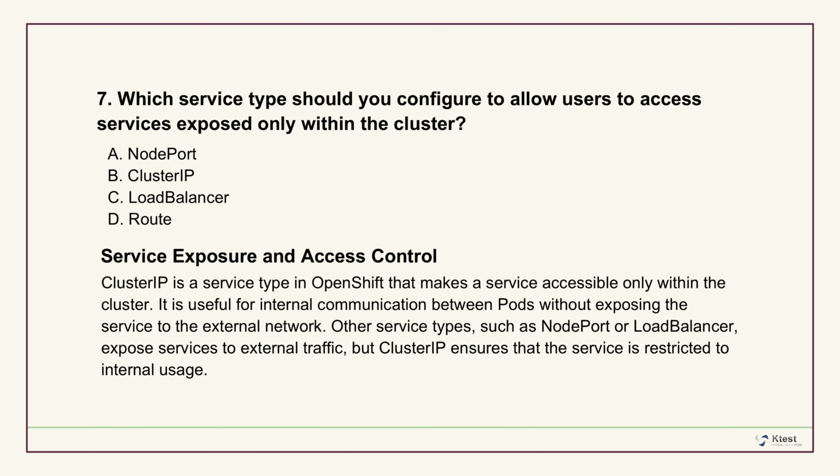Question 7. Which service type should you configure to allow users to access services exposed only within the cluster? Options. A, node port, B, cluster IP, C, load balancer, D, route. And the correct choice is B, cluster IP. Cluster IP. We sort of touched on this when we talked about routes and internal traffic. We did. So this is the default internal-only service type, right? How does it actually work?